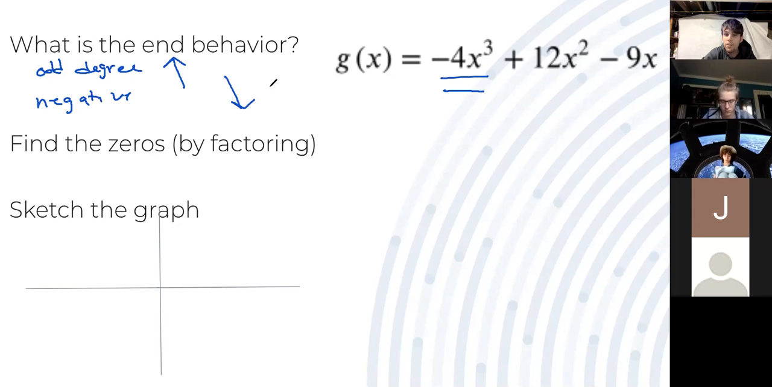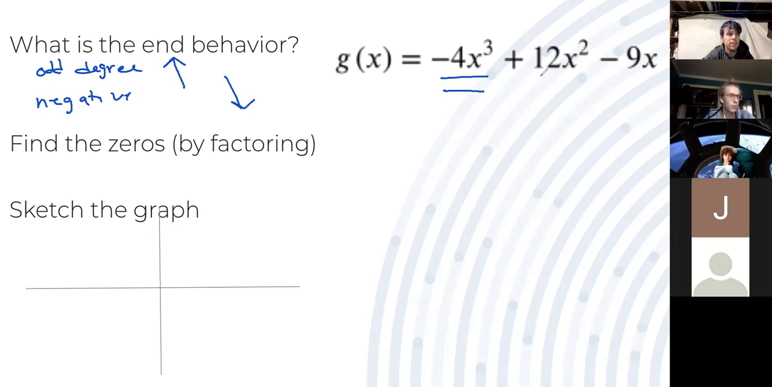Odd means they go in different directions. And negative means it's going to have a general decreasing trend, meaning it'll be high on the left and low on the right. So up on the left, down on the right. If it was a positive leading coefficient, it would have a general upward trend, so low on the left, up on the right. So that's going to be our end behavior.